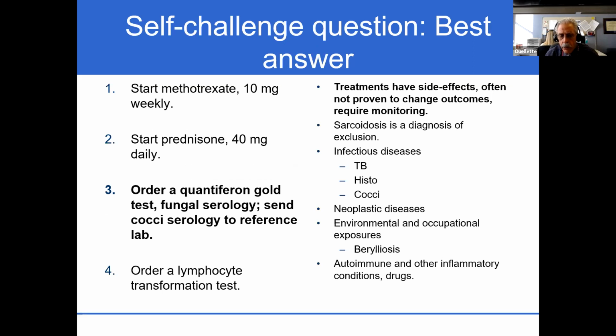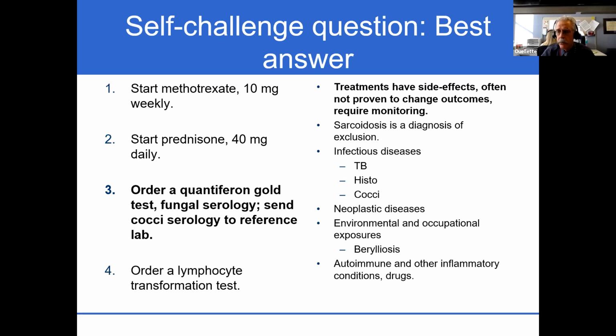My choice would be to order more testing, including testing for specific infectious agents. All of our treatments, as we've just mentioned, have serious side effects. Many of them have not been clearly proven to change outcome, and they all require monitoring. So being in a hurry to start these medicines is not always the best plan. Furthermore, sarcoidosis is a diagnosis of exclusion. And you have to exclude these infectious diseases such as those listed here.